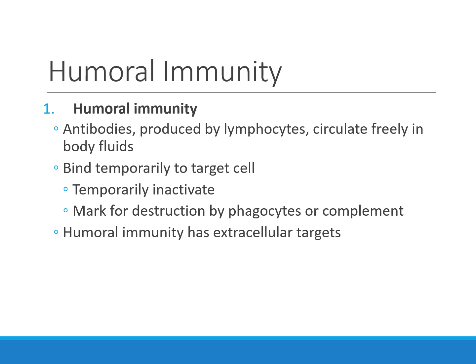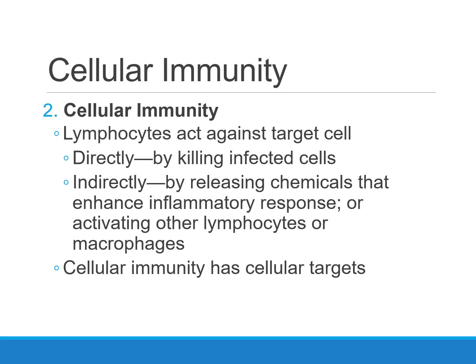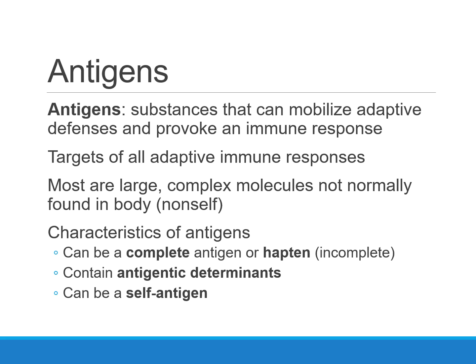In other words, it's going to target things that are not inside of your cells, but everywhere else outside of the cells. Cellular immunity is when the lymphocytes act against a cell that has been targeted. They act directly by killing that infected cell, or indirectly by releasing chemicals that enhance the inflammatory response or activate other lymphocytes or macrophages. Cellular immunity has cellular targets, so it's going to go after cells that the pathogen is now inside.